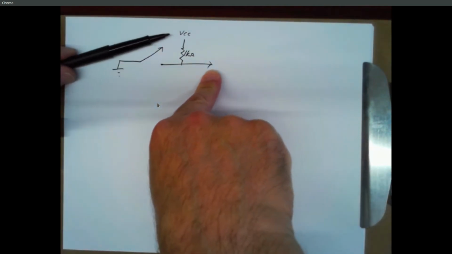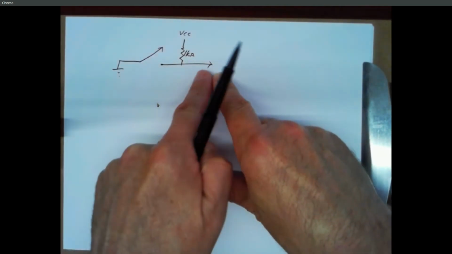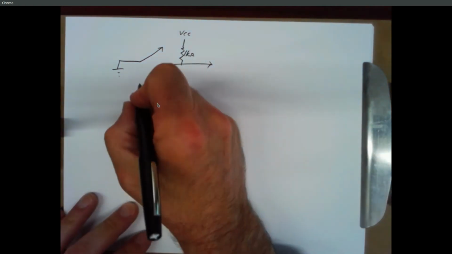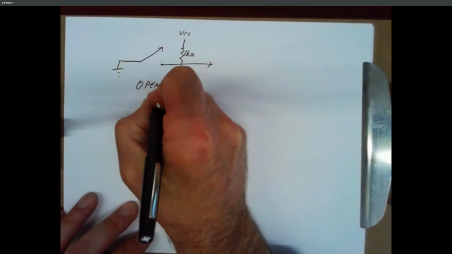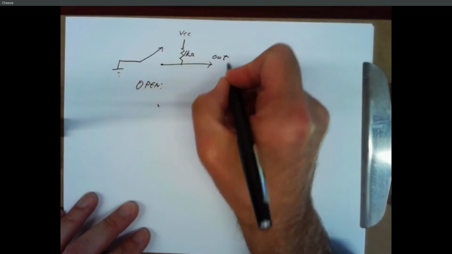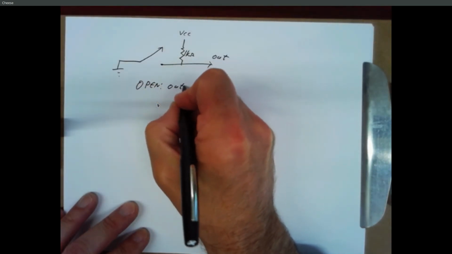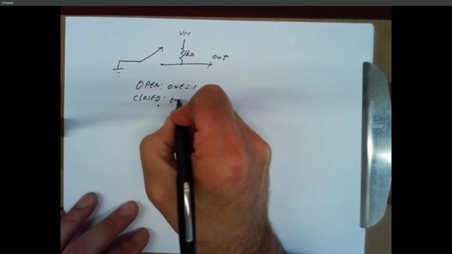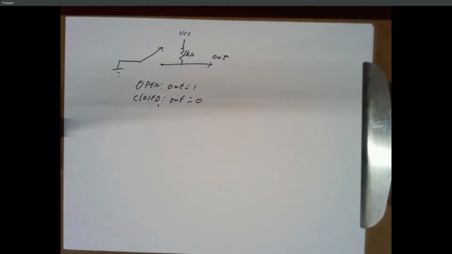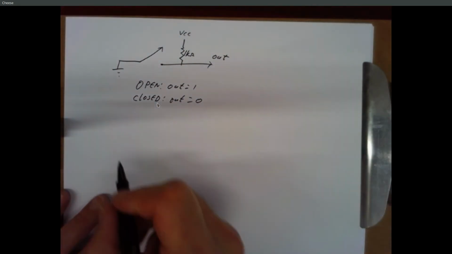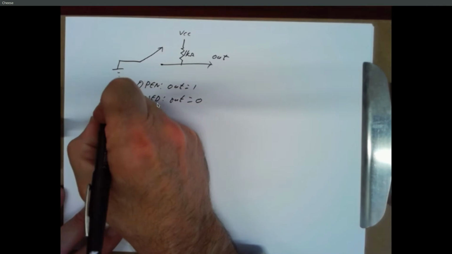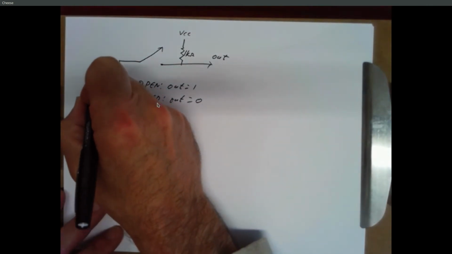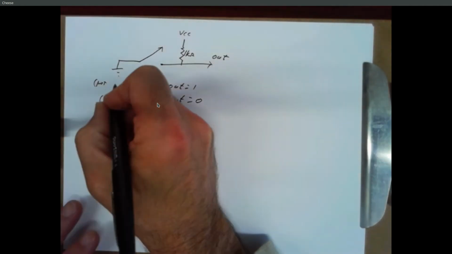If we open the switch, this is not pulled down to ground, but it is pulled up to 5 volts through a resistor. So if the switch is open, let's call this out. If the switch is open, out is a logic 1. If the switch is closed, out is a logic 0. And for a normally open switch, this would be pushed, which would mean that it's closed, and when you don't push it, then it's open. That's why it's called normally open.